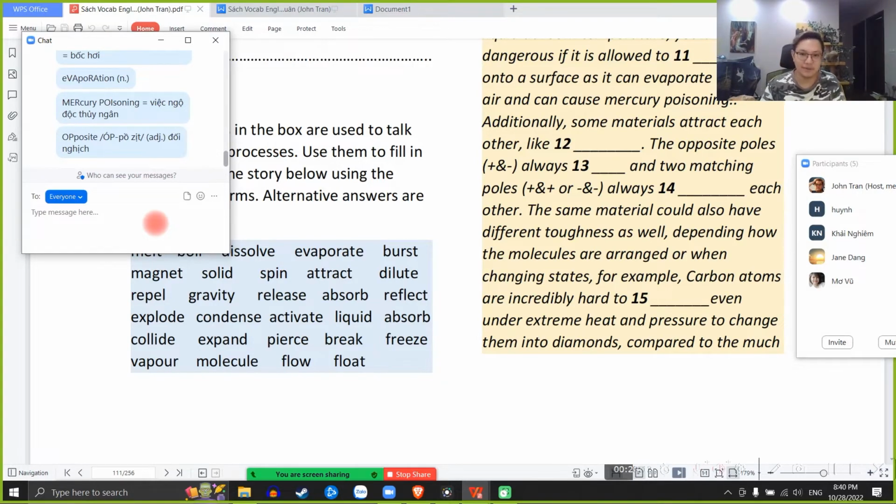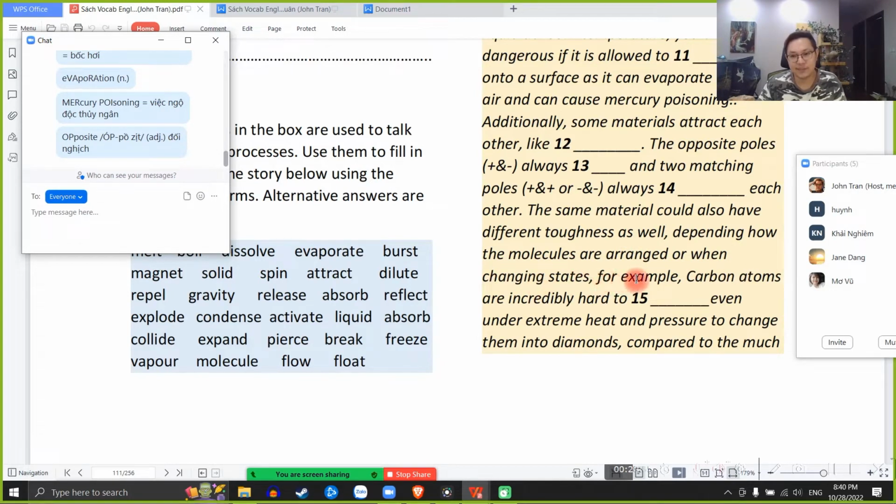And two matching poles always repel. Or repel. Always repel each other. The same material could also have different toughness. Toughness. GH đọc âm F nè. GH is F. Toughness. Different toughness as well, depending how the molecules are arranged.